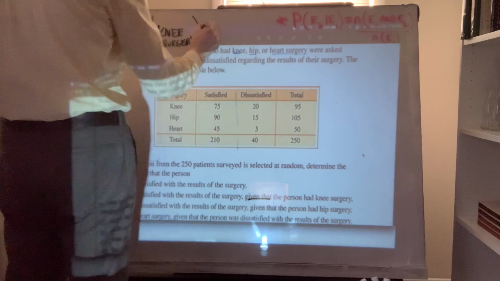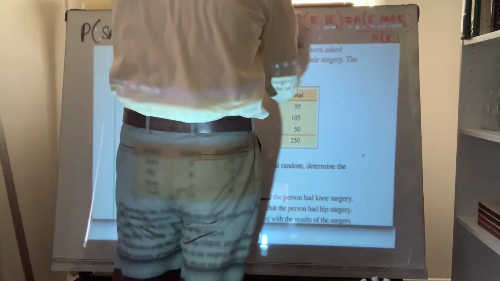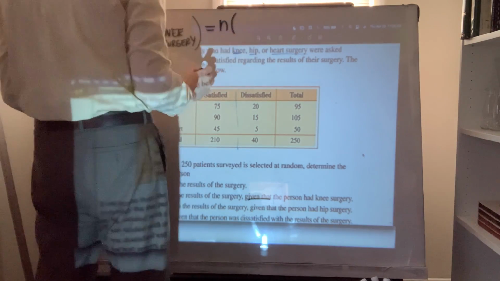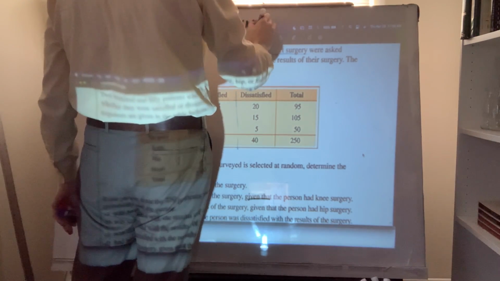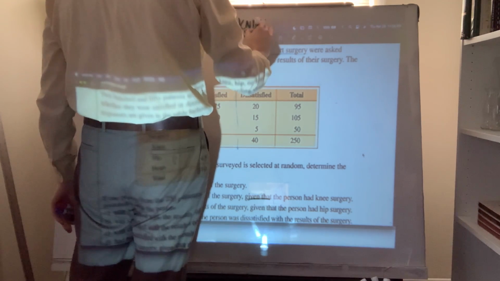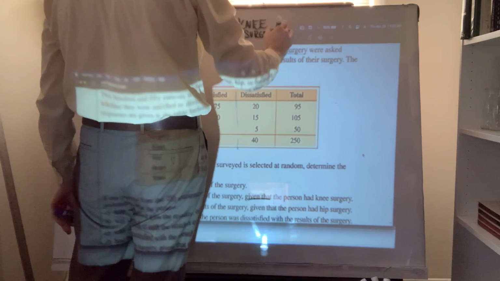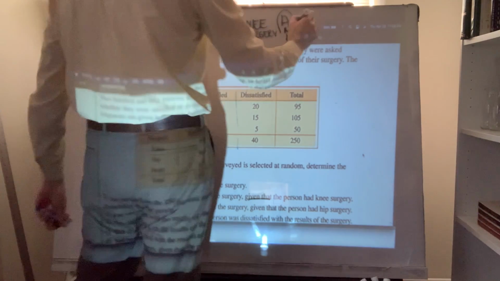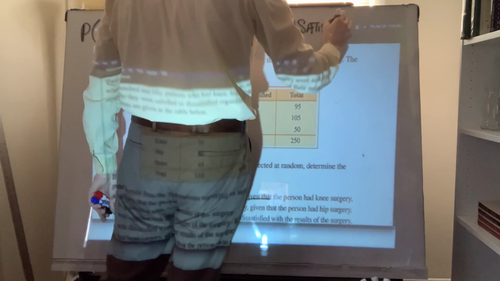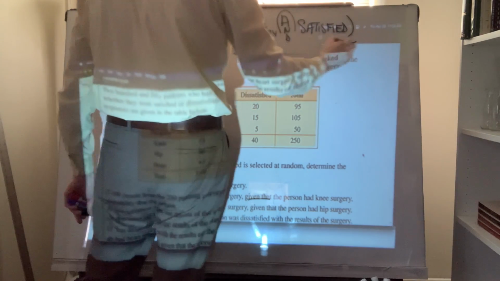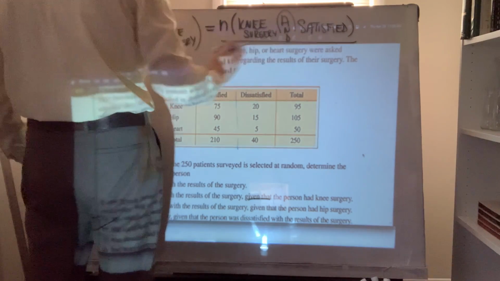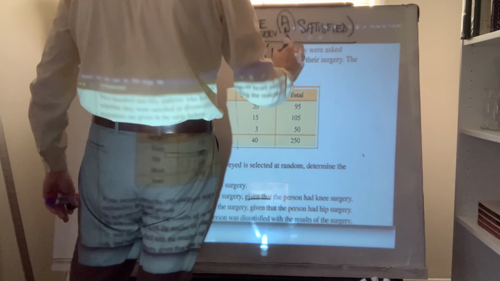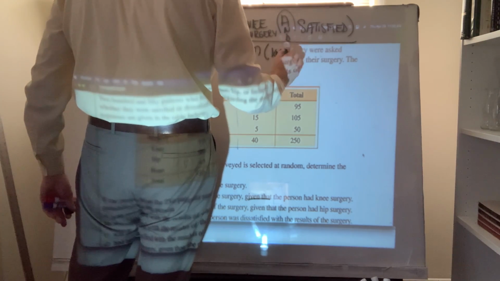That means that we would need to calculate the number of events that are the intersection of knee surgery and satisfied. This is exactly the reason that it makes using this table a joy, because it spares you having to struggle with Venn diagrams.